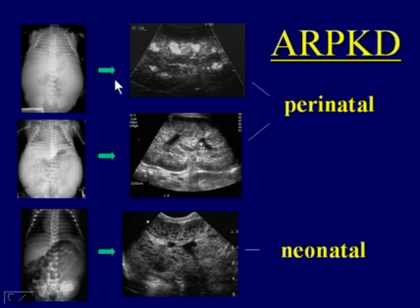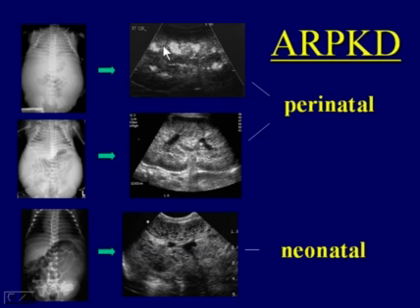Now, here are three examples of autosomal recessive polycystic kidney disease in the perinatal, neonatal period. The only thing I wanted to show you here is, again, notice how on these plain films, they have mass effect, where the bowel is centrally located. So they really do present as if they were abdominal masses with central location of the bowel. In this case, there was a unilateral mass, and this baby had a solitary enlarged kidney, which is, by ultrasound, autosomal recessive polycystic kidney disease.